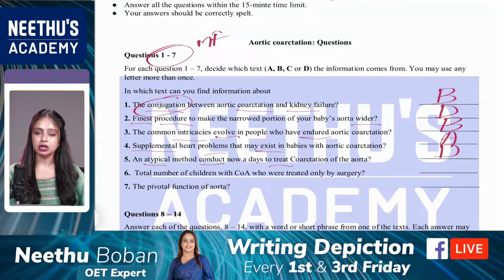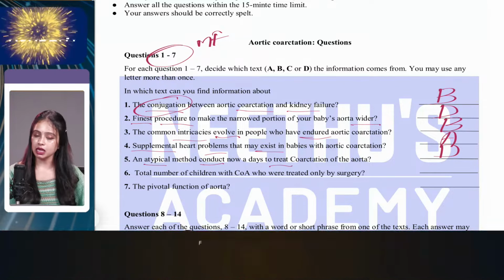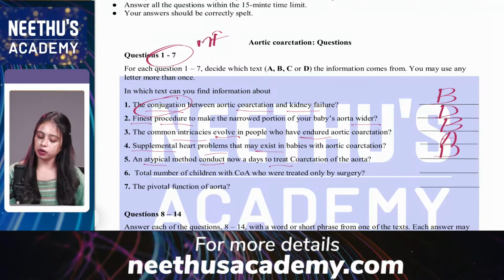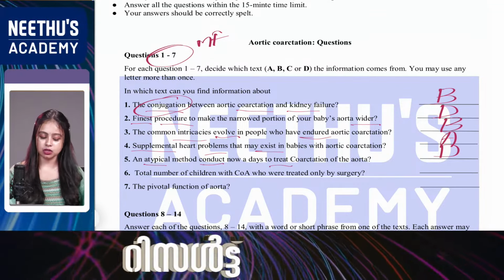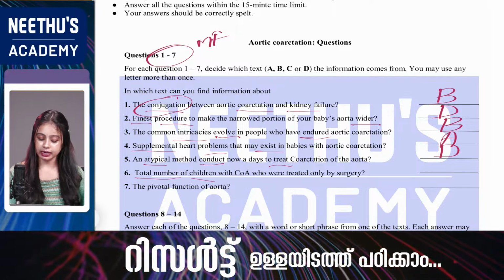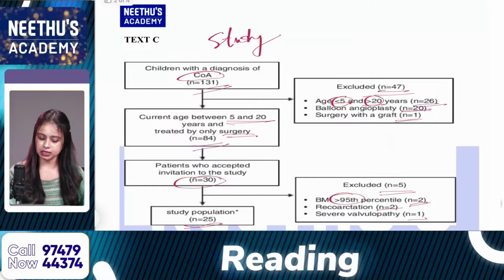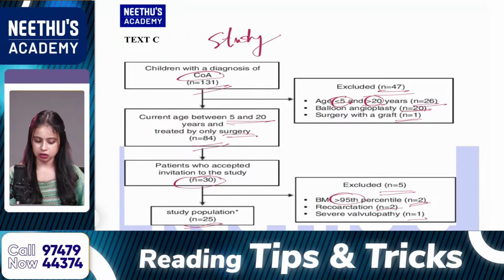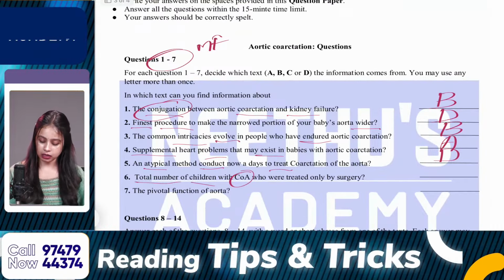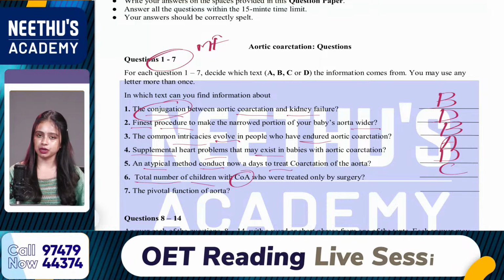Then the sixth one: total number of children with COA who were treated only by surgery. So the keywords are total number, children, COA. A very easy question, and that is mentioned in text C, in the study group. So that answer is from text C. Then what about the last one, the seventh one?